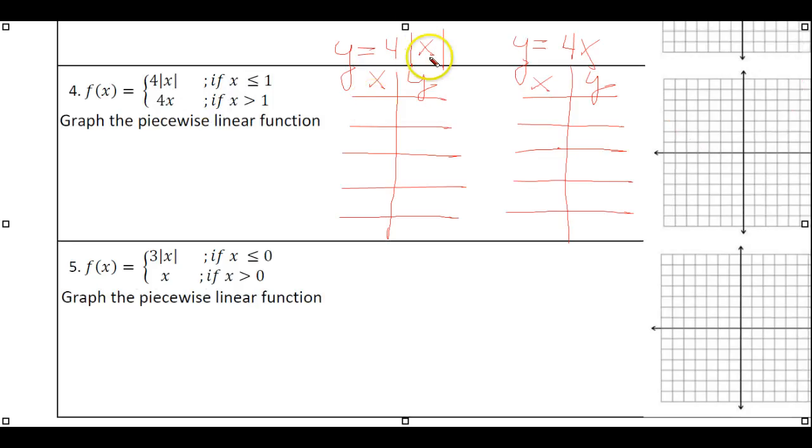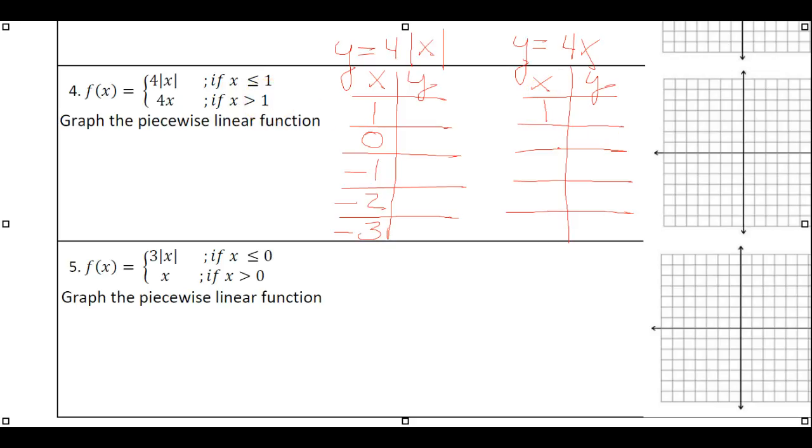All right. So again, to save time, I've set it up. What's our restriction here? Well, x is less than or equal to 1. So we're going to start with a 1. That's in the set. And less than that is 0. And then a negative 1, negative 2, negative 3. Again, we may not need that many points. And then here, x is greater than 1.